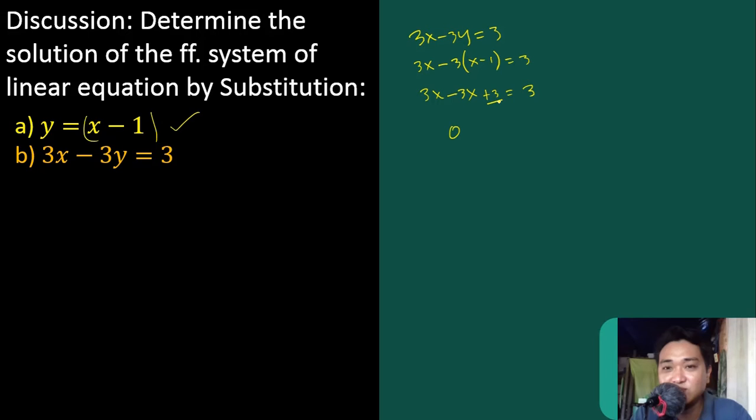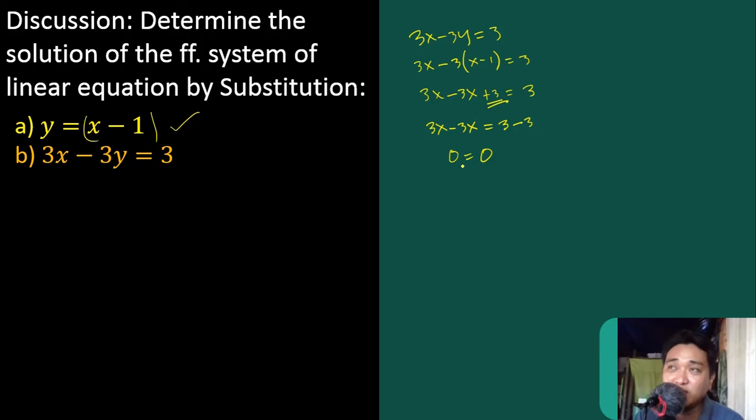And then let us transpose this positive 3 to the other side. O para mas madali, kopyahin na lang muna natin. 3x minus 3x is equivalent to, let us transpose here positive 3 to the other side. That becomes negative 3. So we have 3, copy this 3, copy that, and then transpose this here. So we have negative 3. Now what happens is 3x minus 3x is 0. And 3 minus 3 is 0.